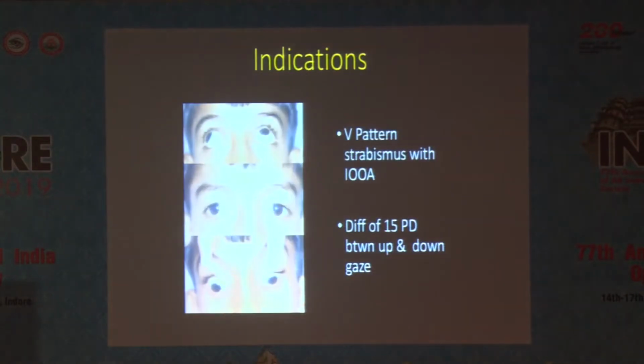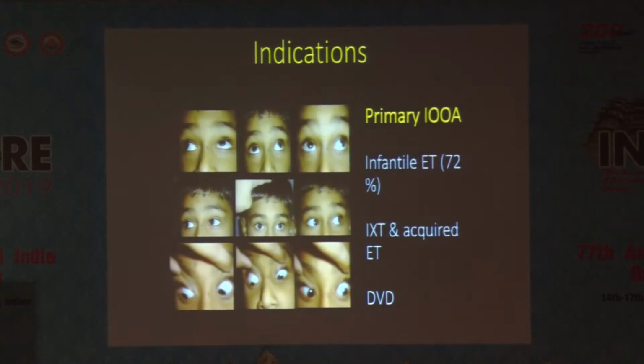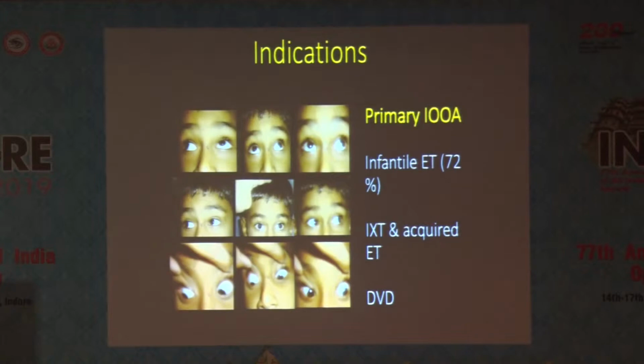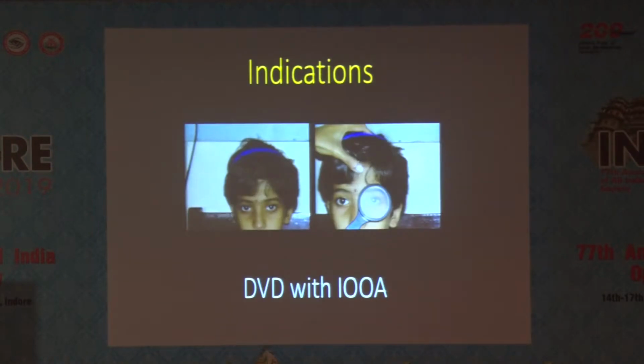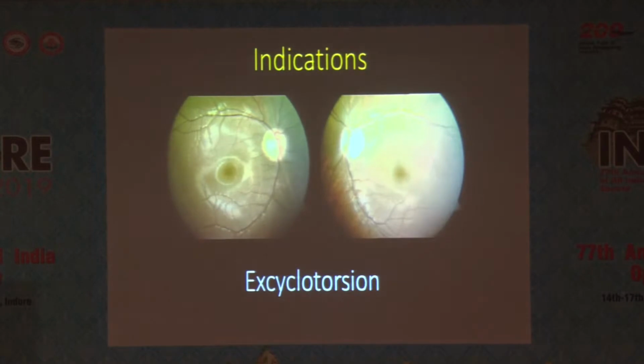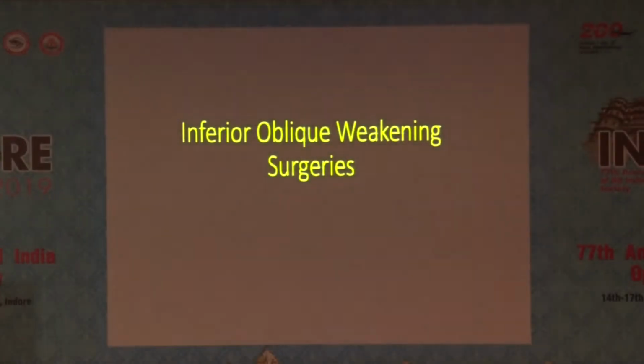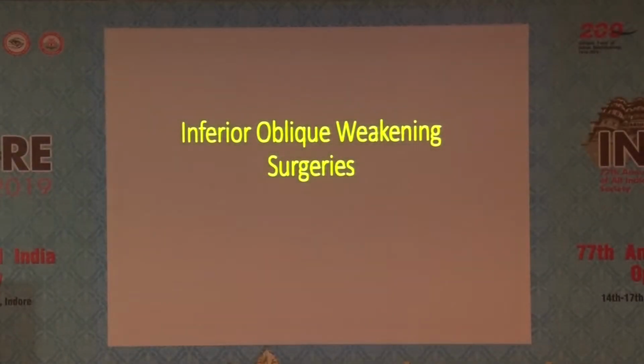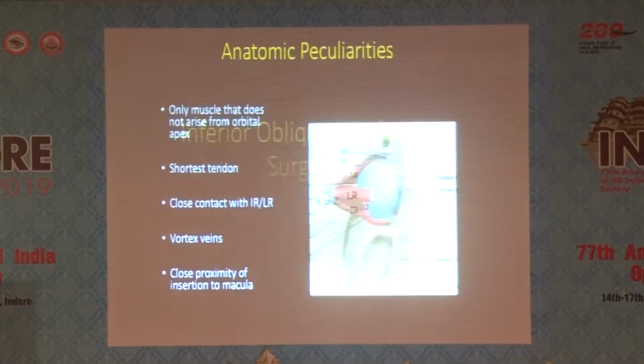So the indications for inferior oblique surgeries would be a V pattern with inferior oblique overaction, a primary inferior oblique overaction which is often associated with infantile esotropias, intermittent exotropias, acquired esotropias, or DVDs, superior oblique paresis with an inferior oblique overaction, or a large excyclotropia. These are the conditions which need inferior oblique weakening surgeries.